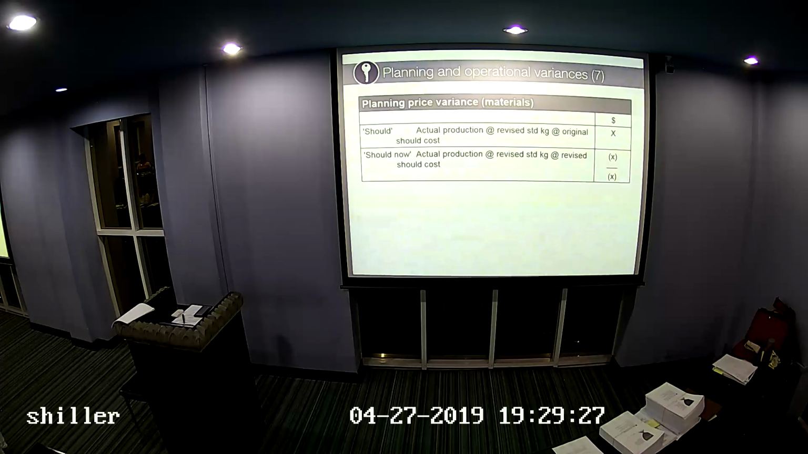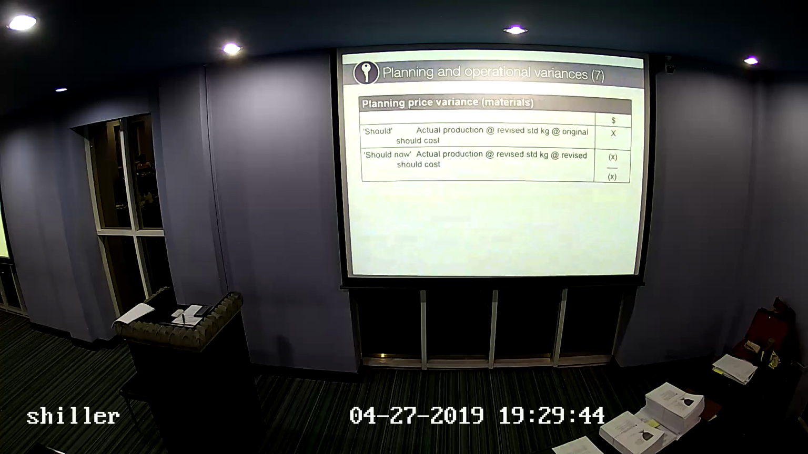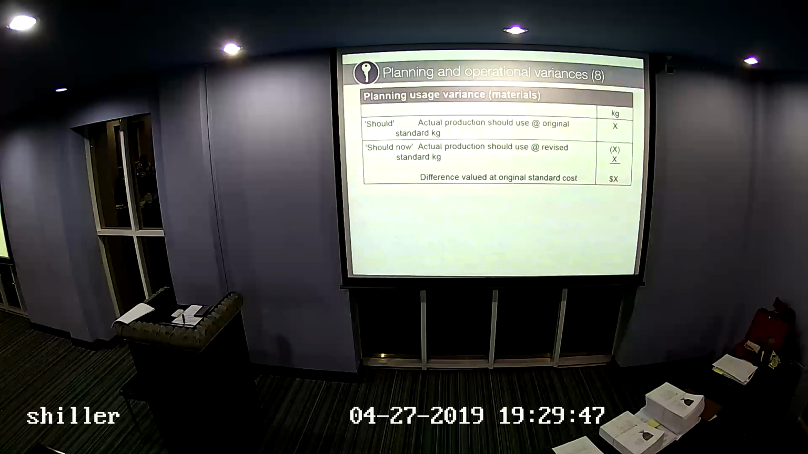The price variance can also be the same thing, except that you will have to multiply and get the difference between the original price and the revised price. But you always use actual production, you see? Actual production. For the planning usage variance, you use actual production with the original kilogram required and the revised kilogram. This is your planning usage variance.